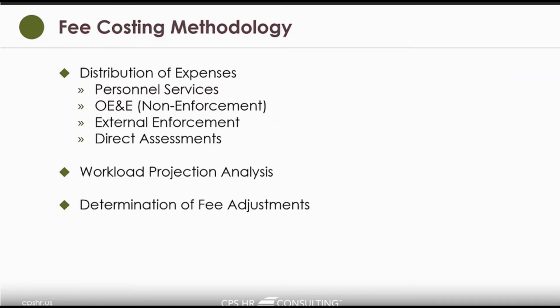What we then did was we made slight adjustments where it was necessary in working with CSLB staff to make sure that the fee amounts were still even and fair to the licensee population based on industry best practices, and then with rounding as well. Next slide, please.